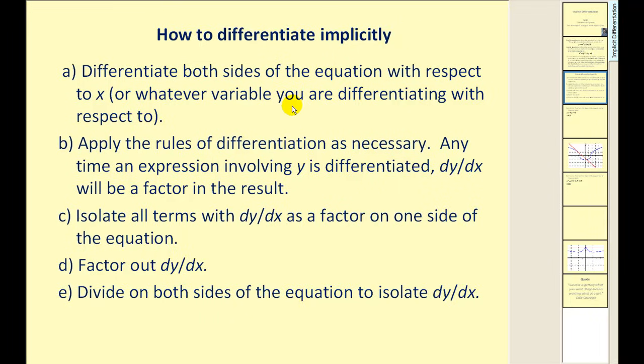First, we will differentiate both sides of the equation with respect to x, or possibly some other variable. Then we will apply the rules of differentiation as necessary. Anytime an expression involving y is differentiated, dy dx will be a factor in the result because of the chain rule. Next, we'll isolate all terms with dy dx as a factor on one side of the equation. Then we'll factor out the dy dx, and then we'll divide on both sides of the equation to isolate or solve for dy dx. Let's go ahead and give it a try.